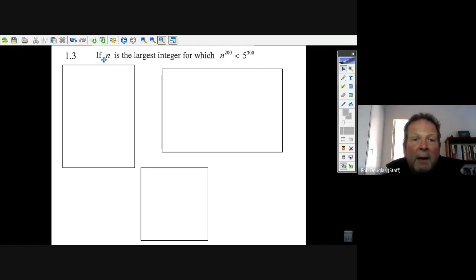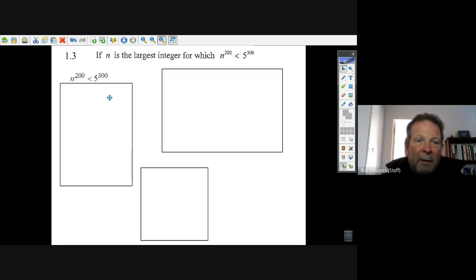Okay, it says if n is the largest number for which n to the 200th power would equal 5 to the 300th power. Well, if you try 5 to the 300th power in your calculator, it'll get kind of upset because it can't handle that kind of giant number. So we have to use the laws of exponents. This is kind of what I did.